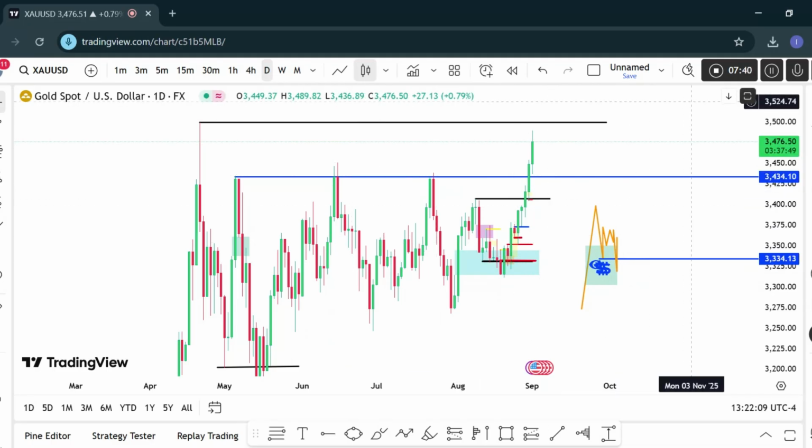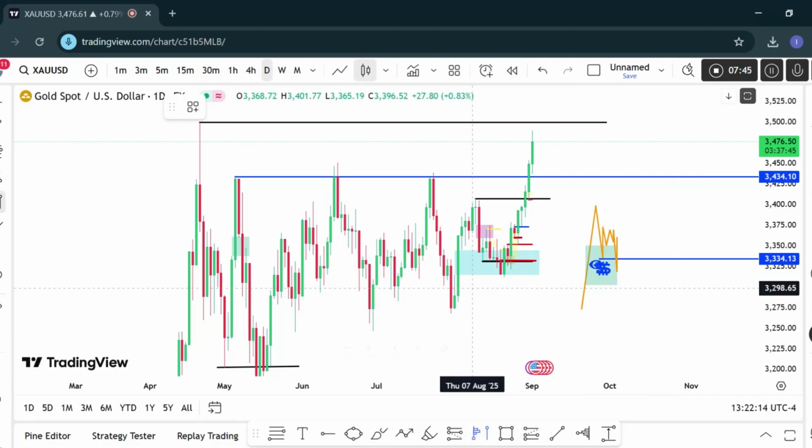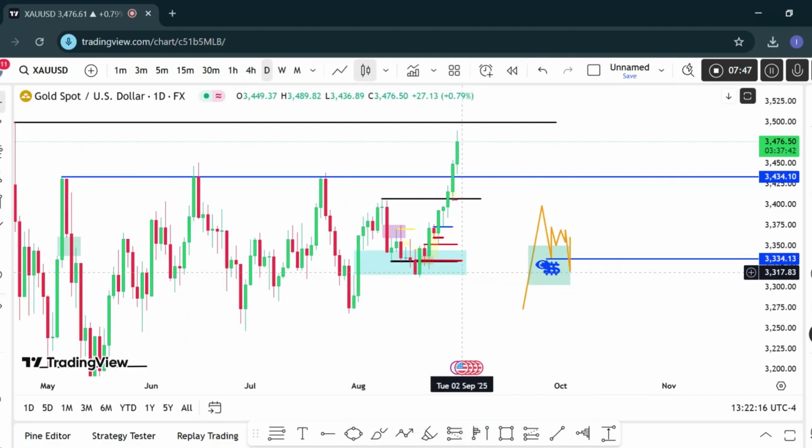In the next video I'm going to talk also about order blocks. How can you use order blocks as this inducement strategy?